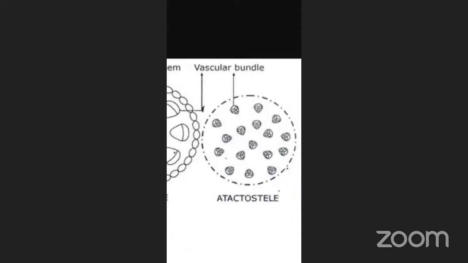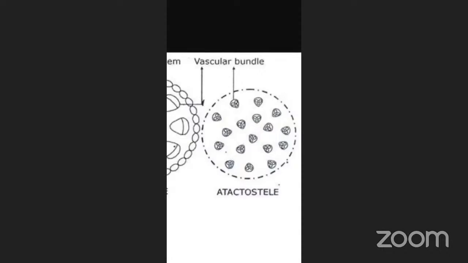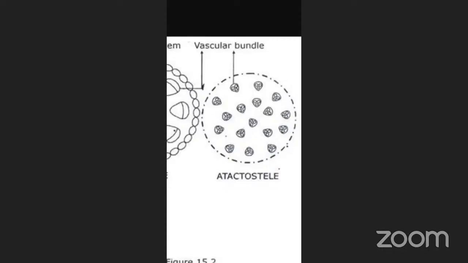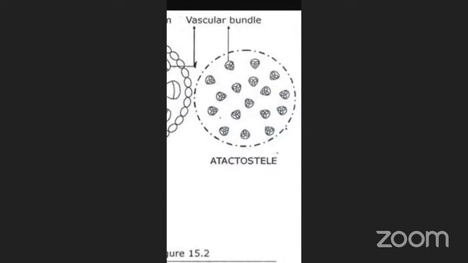So the next one is the atactostele. Atactostele is the most complex structure, found in monocotyledons only. Here a number of vascular bundles are scattered in the parenchymatous tissue, that is the connective ground tissue. Atactostele is commonly found in the monocots.